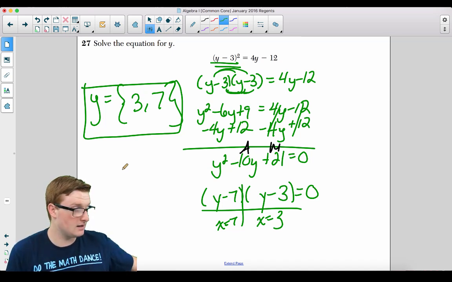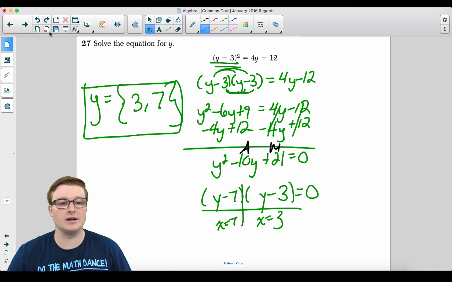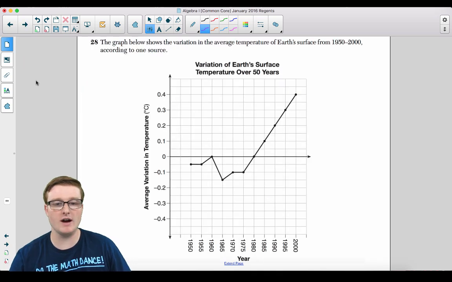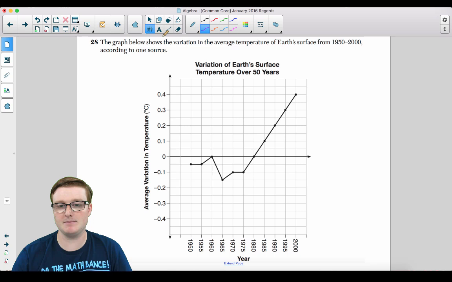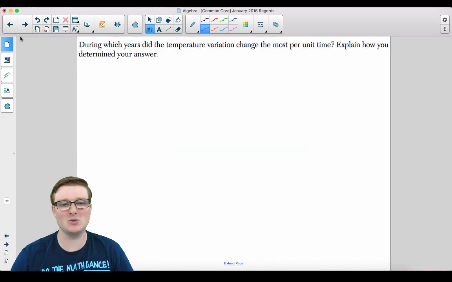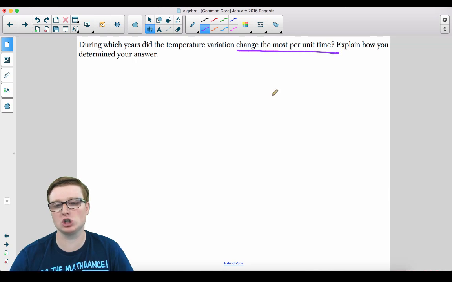All right. Doing well so far. Let's keep going. Number 28. The graph below shows the variation in the average temperature of Earth's surface from 1950 to 2000 according to one source. During which years did the temperature variation change the most per unit time? Explain how you determined your answer.